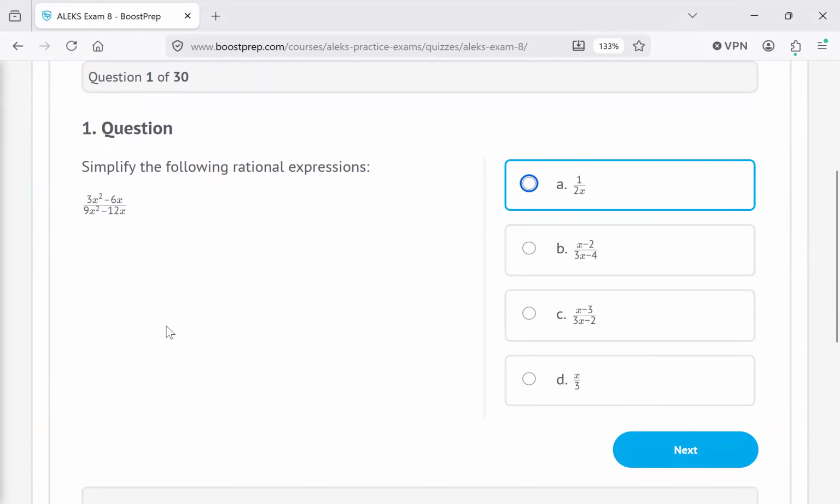Question one says simplify the following rational expression. So what you really want to do is factor a GCF and cancel as much as you can. Oops, I don't like green. Let's try it.